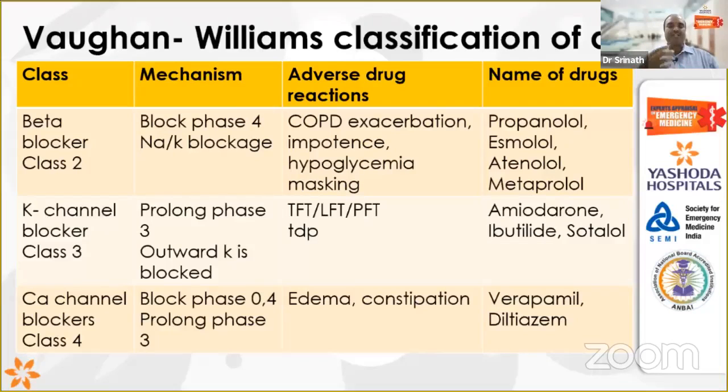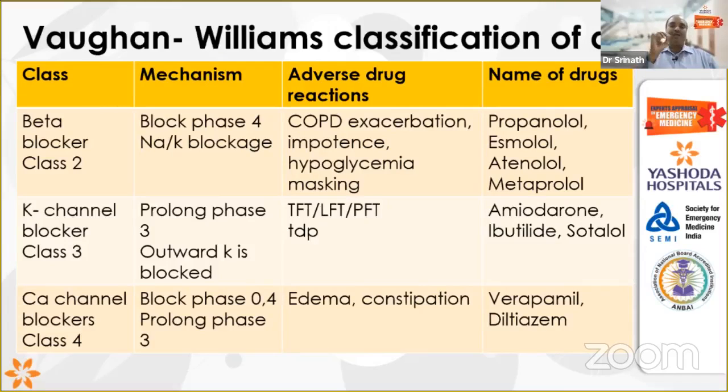But mind you, these are the drugs which have to be used, especially esmolol is very regularly used as an anti-arrhythmic agent. But you have to be careful when the patient is having COPD. The next one is your potassium channel blocker, which belongs to class 3. And what happens here is prolonged phase 3, where the outward potassium current is blocked. You see the beta blocker class 2, that is sodium potassium blockade. You see the potassium blocker, that is class 3 agent, where the outward of the potassium has been blocked.